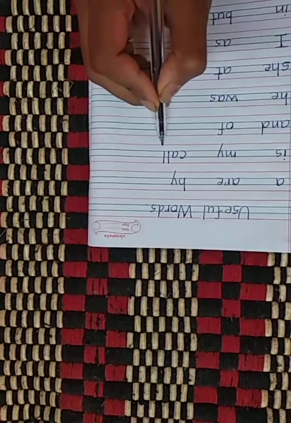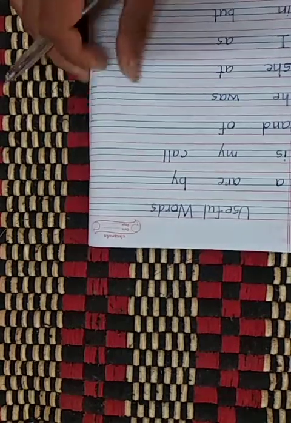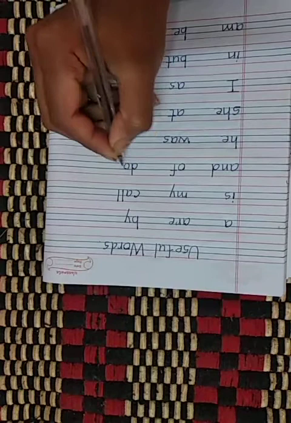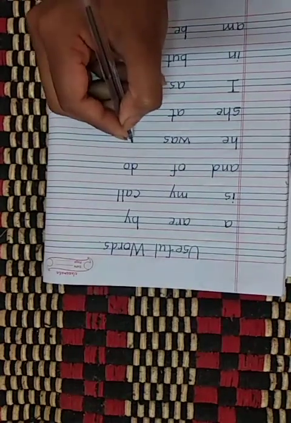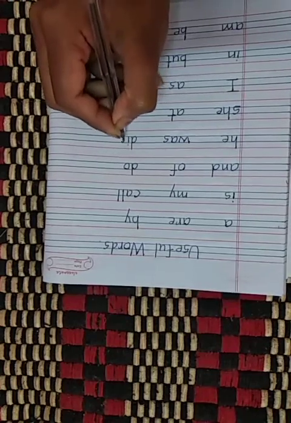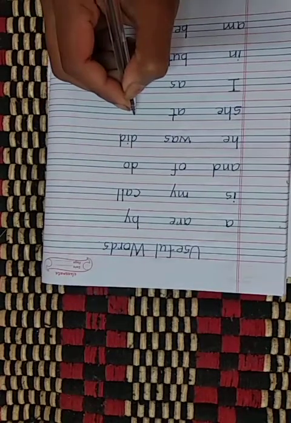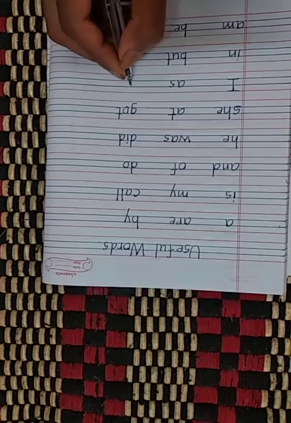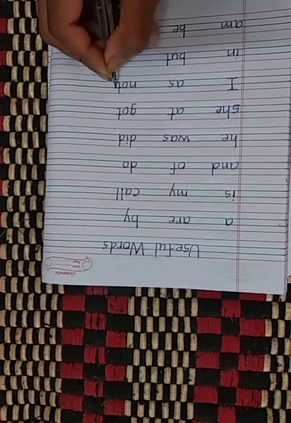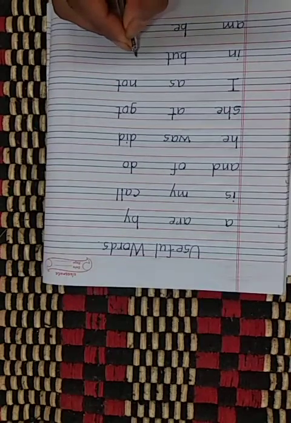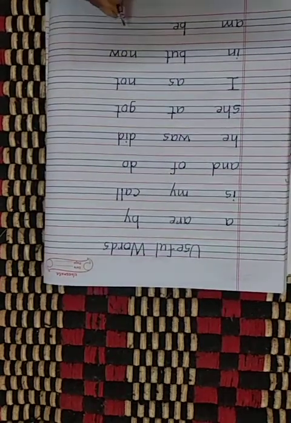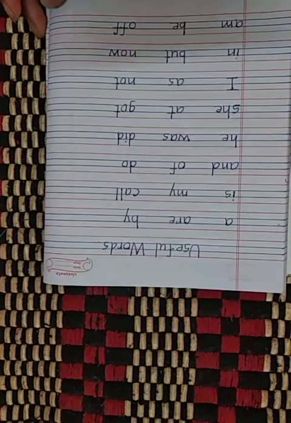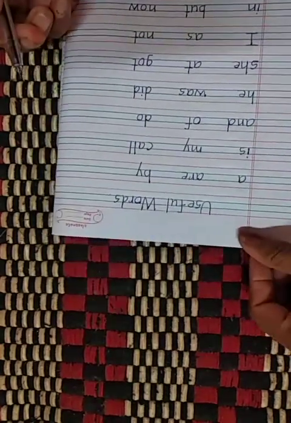Call. This is a double sound, children. Double sound, please note, call. Then do, did, did, then comes got, ought, not, now, off, then comes the useful words.